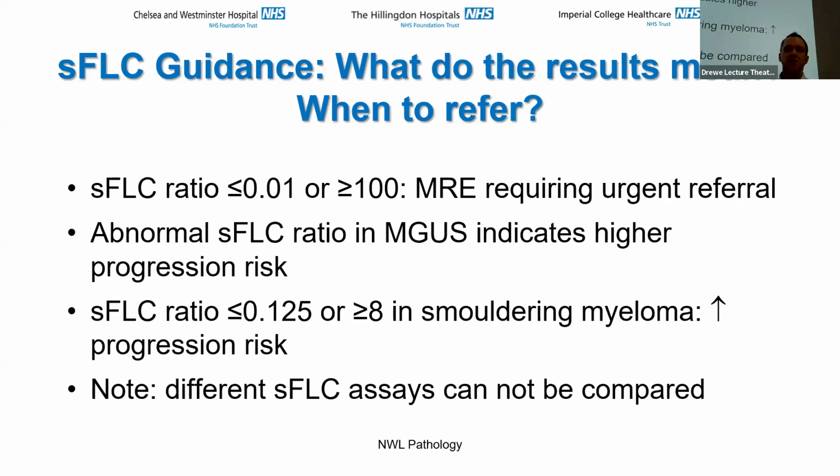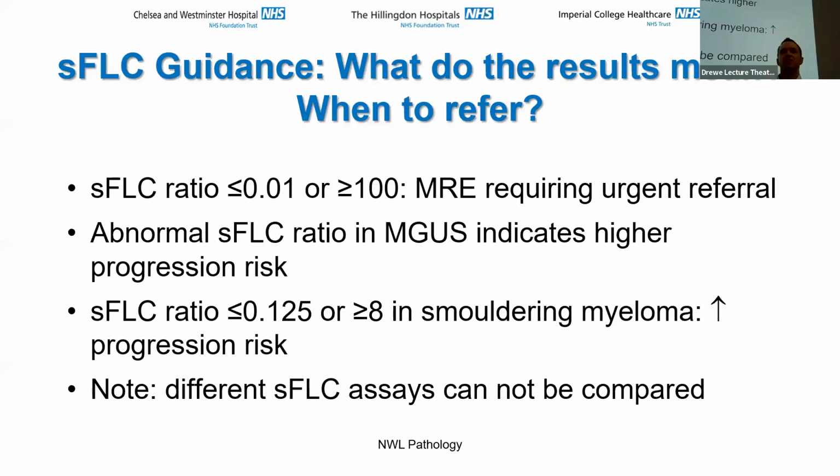So the key ratios which are very particularly abnormal would be, as I said already, where you have ratios greater than 100 or less than 0.01. These are basically myeloma-related events, and they require an urgent referral. Abnormal free light chain ratios, which are present in MGUS, may also indicate a potential risk of progression. So where we have ratios above 10 or below 0.1, we would generally suggest that they require a follow-up. In cases of smoldering myeloma, the ratios are slightly less than that, so again, it may be higher risk of progression in these cases as well.